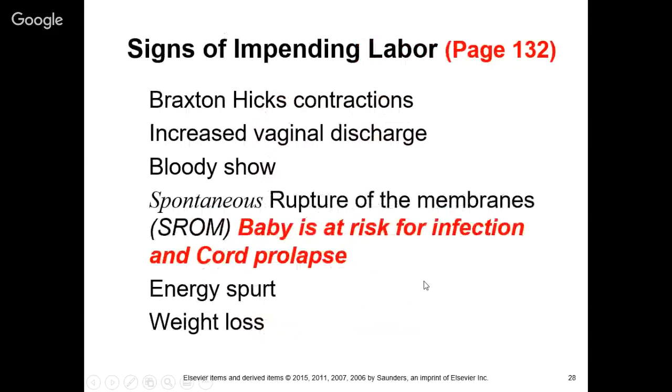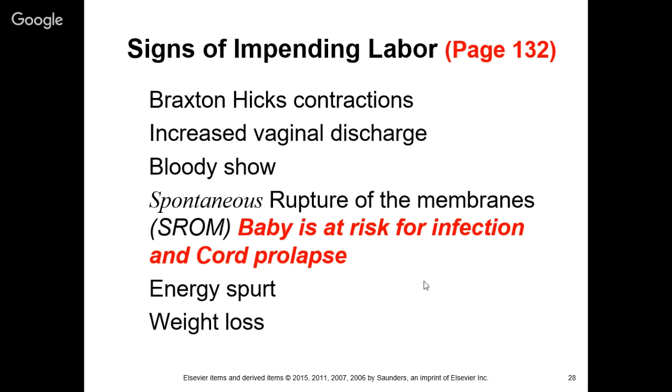So, signs of impending labor. Braxton Hicks contractions. They become more frequent usually, but they are not regular, like true actual labor. Increased vaginal discharge or bloody show. So the cervix makes this mucus plug to protect the fetus from bacteria, and when the cervix starts relaxing and labor is impending, that usually falls out, and that could be a month before labor also.